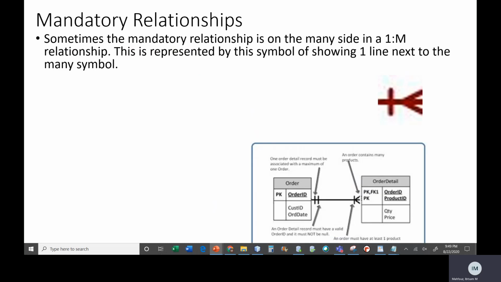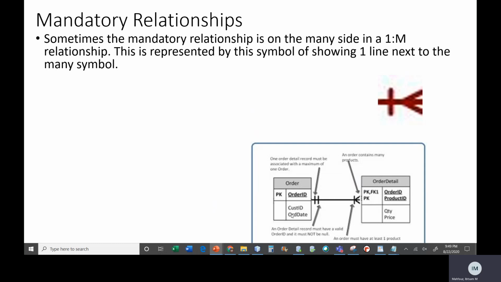And the mandatory relationship can show up in a one-to-one. It can show up in a one-to-many relationship. So here we are putting a relationship between an order table and the details of an order. Here we're saying that every order must have at least one detail about it. So an order can have one detail, an order can have many details about it. And here the detail is basically the products that have been ordered. So we're saying that an order ID can have one product, up to many products. So this is a one-to-many relationship.